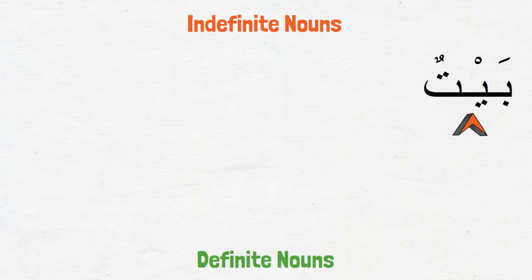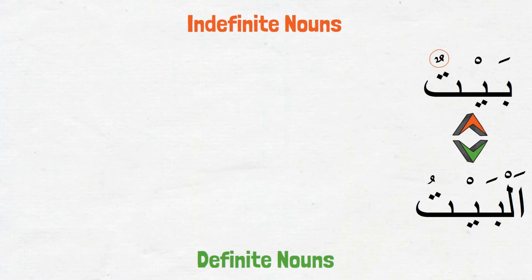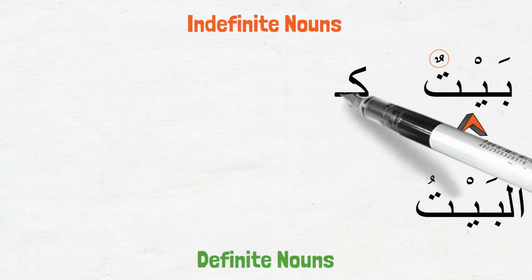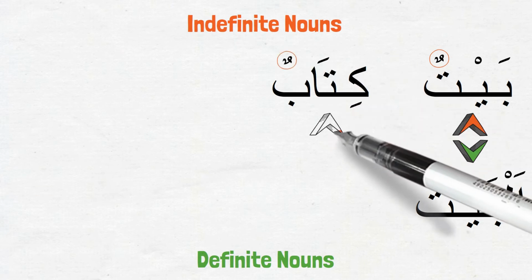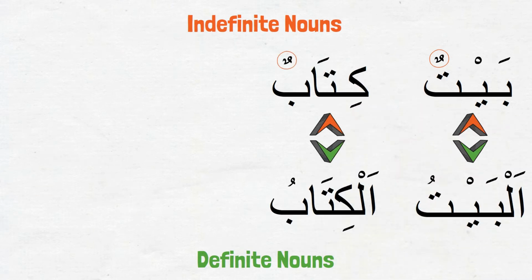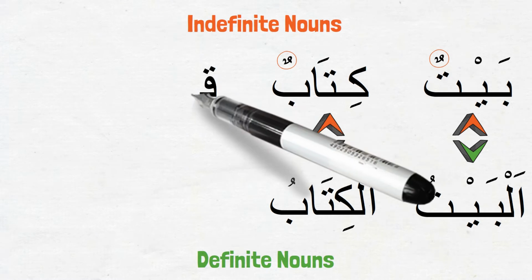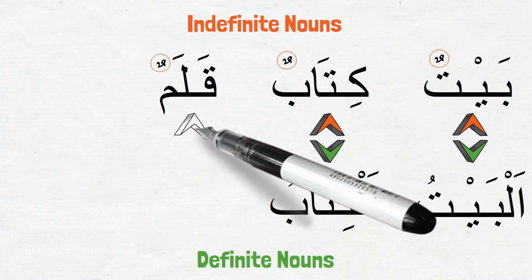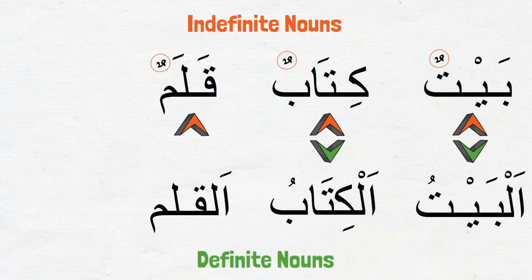We already know that baytun is a house, so it is in indefinite form. If you remember from our past lessons, the tanween ending indicates this noun is indefinite. Let me give you a definite form of the same noun. Al-baytu, which means the house. Another example. Kitabun means a book, and al-kitabu translates to the book. Another one. Qalamun is a pen, and al-qalamu is the pen.